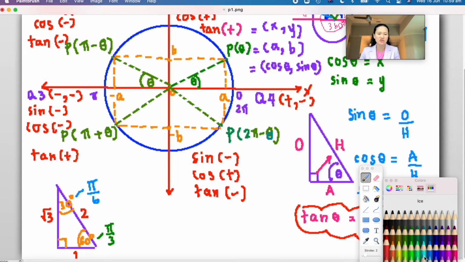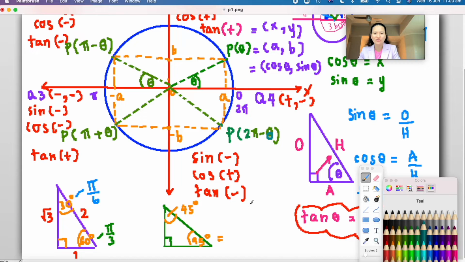I would like to teach you about 45 degrees. Okay, let's say, we use a different color. I try to fit everything in one page. Okay, if this one is 45 and 45, 45 as well. Yeah, 45 degrees.